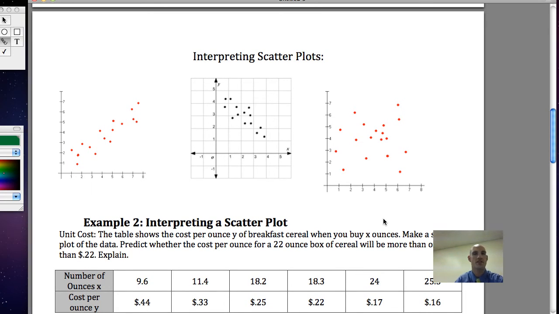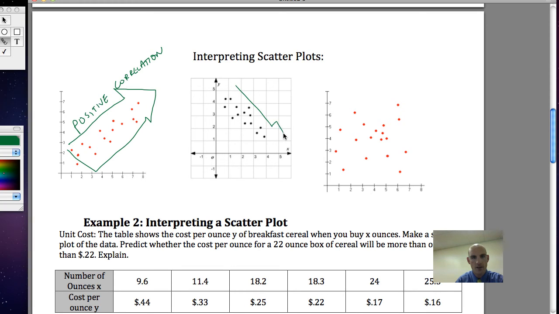Interpreting scatter plots has to do with the way the data is arranged. So if you'll notice, these dots generally go in an up and to the right direction. They're not in a perfect line, but they go up and to the right. We're going to call up and to the right a positive correlation, or a positive relationship.